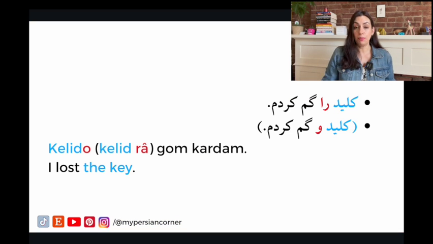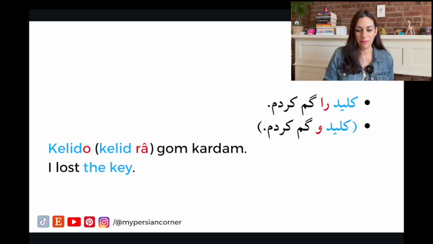So let's look at a few examples of how we use it in sentences. Here we have kelid ra gum kardam. I lost the key. So what did you lose? The key. So the key is the direct object, so we put ra after the direct object. Kelid ra gum kardam. That's the correct written form, the more formal way of speaking, but in everyday spoken Persian, we're going to say kelido gum kardam. So instead of ra, we just say o.